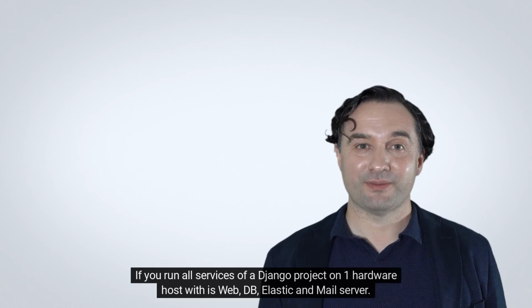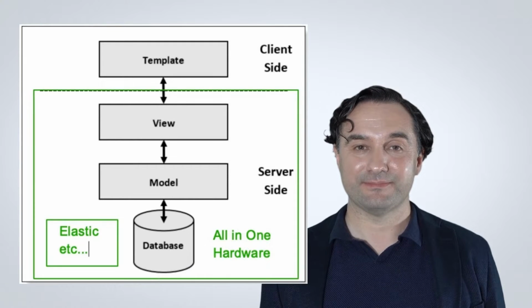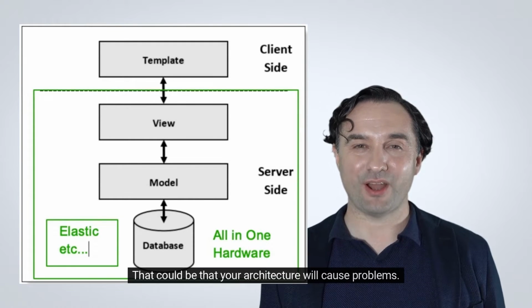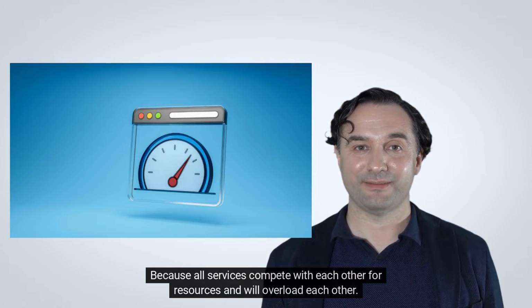If you run all services of a Django project on one hardware host with its web, DB, Elastic, and mail server, that could be that your architecture will cause problems, because all services compete with each other for resources and will overload each other.